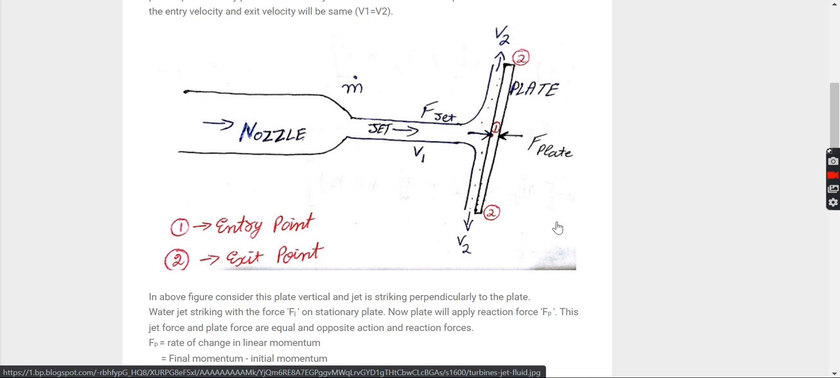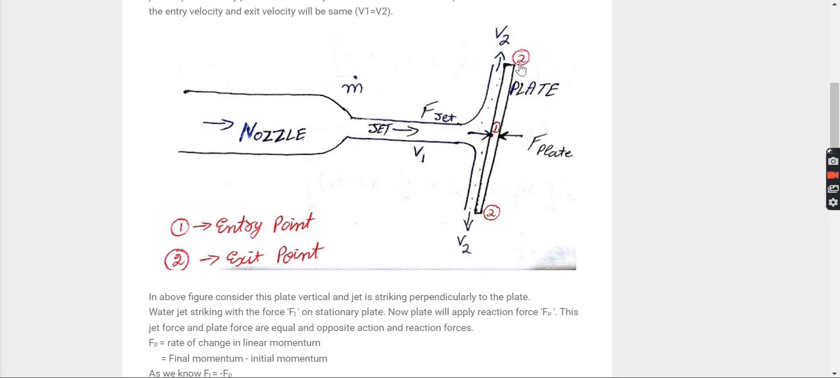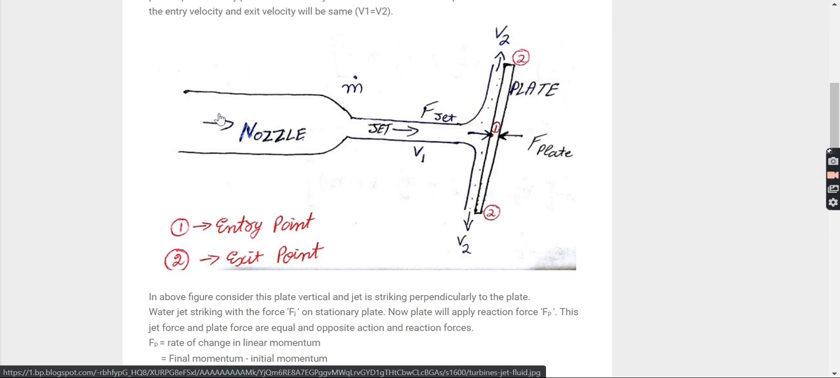Now let us consider a stationary vertical plate. This one is plate on which water jet is striking. Water jet is coming out of nozzle with mass flow rate of m, here it is represented by m dot. M dot just signifies kilogram per second. That water jet is coming in kilogram per second. It's basically a mass flow rate, nothing else. By the way, this water jet is having a diameter d.